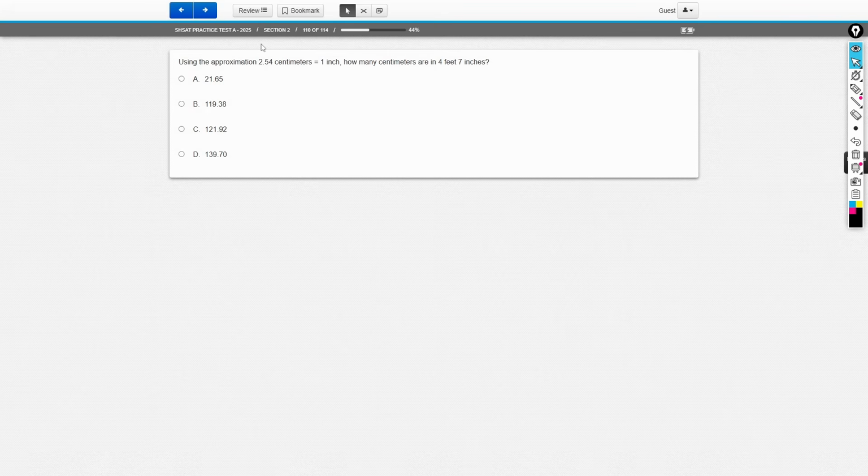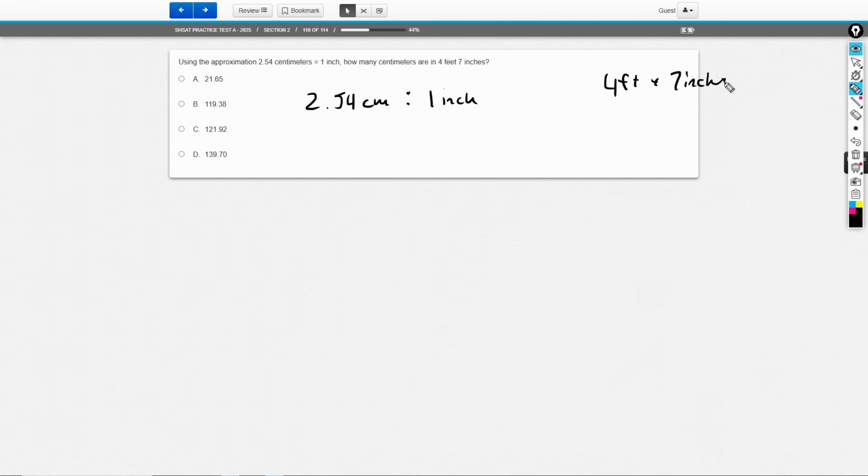All right. Using the approximation 2.54 centimeters is equal to 1 inch, how many centimeters are in 4 feet and 7 inches? Okay, so here's our conversion, 2.54 cm to 1 inch. And here we have 4 feet plus 7 inches. So obviously, I only know the conversion between centimeters and inches.